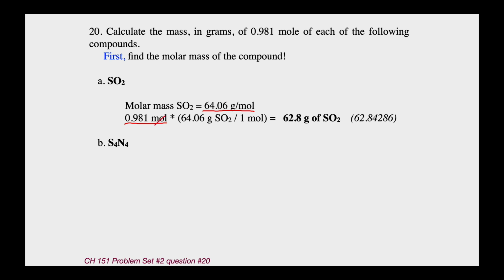You can see how the moles cancel out. We've got just grams, 62.8 grams of SO2. So if you had 62.8 grams of SO2, you would have 0.981 moles of SO2.